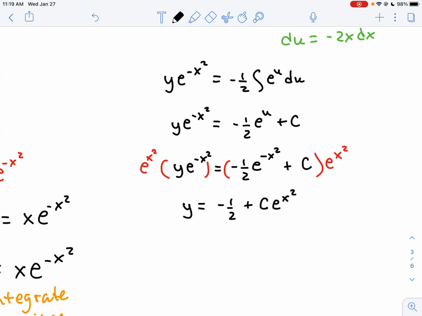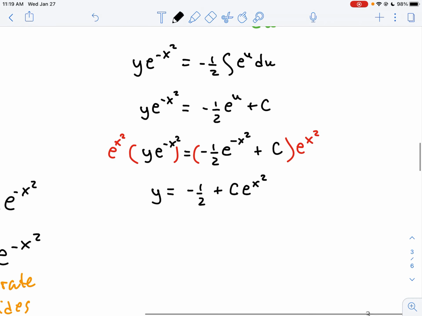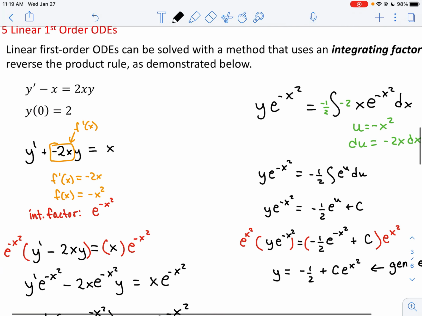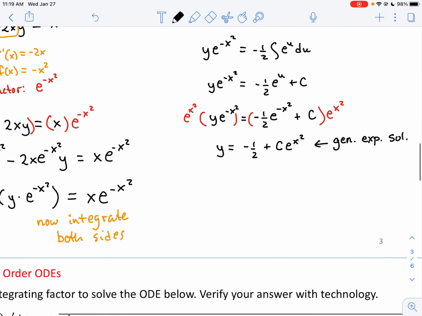Okay, so this is our general explicit solution. It's general because the c makes it general. It's explicit because y has been isolated. And now we have the information here that we want to construct a particular explicit function. So y of 0 is equal to 2.